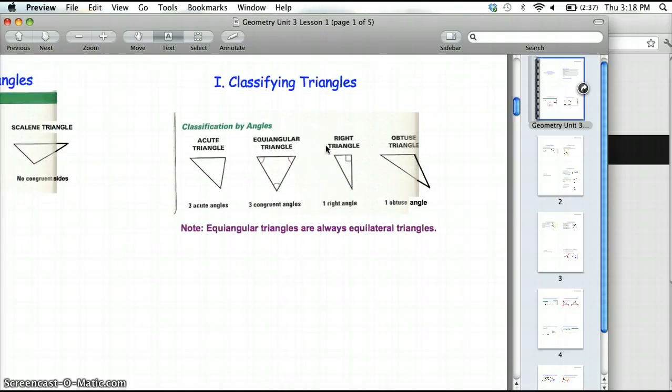Okay, classifying by angles. An acute triangle has 3 acute angles. If you remember from when Mr. Livingston talked about angles, acute is less than 90 degrees. And if something's cute, usually it's small. So an acute triangle has 3 angles that are less than 90 degrees.